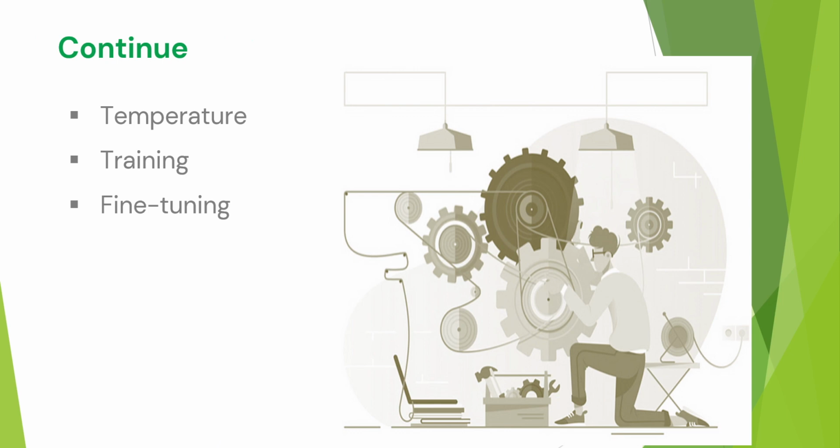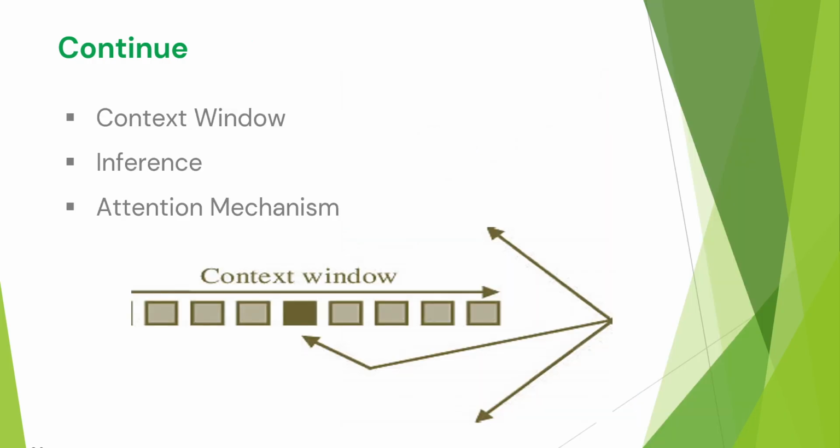Now, training is the process of teaching the model using a large data set. Its main purpose is to improve the model's ability to generate accurate and coherent text. Fine-tuning means we are adjusting a pre-trained model on a smaller specific data set, and its purpose is to make the model perform better on a specific task or domain. Next comes the context window, which is the maximum length of input text that the model can process at once. Basically, it limits the amount of context that the model can consider, affecting its ability to understand long-term dependencies.